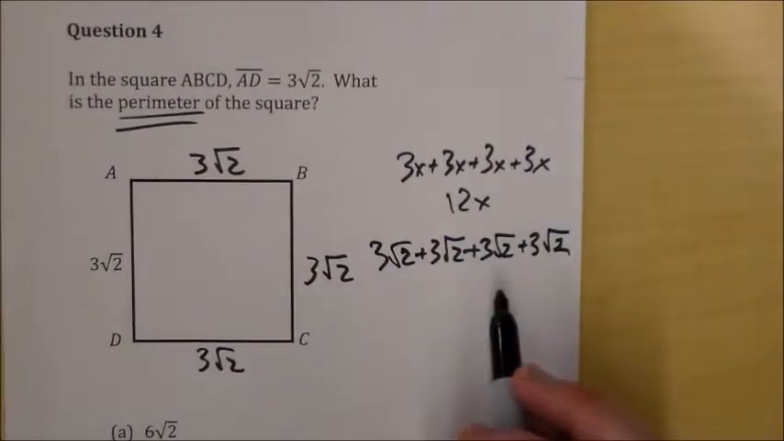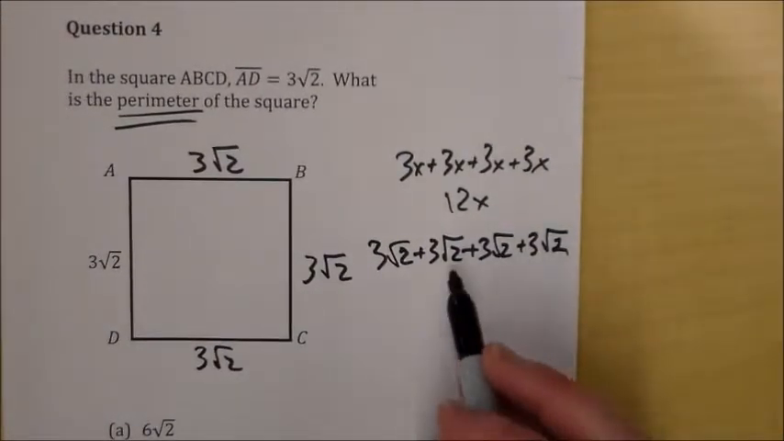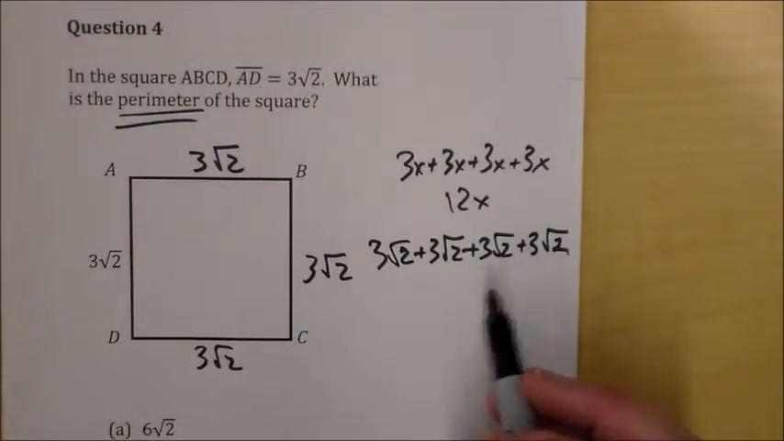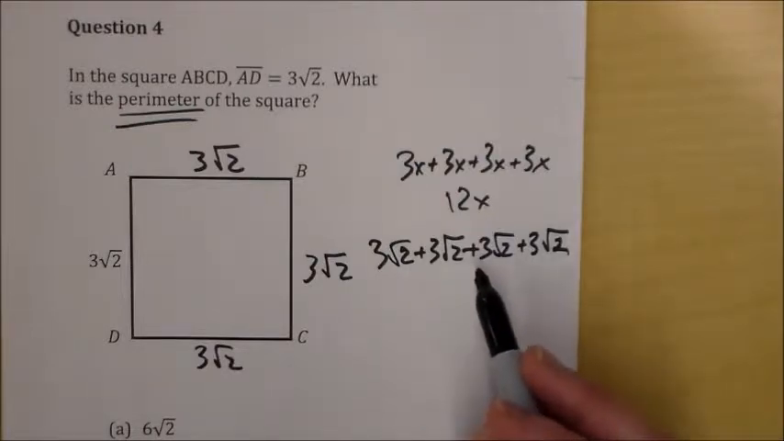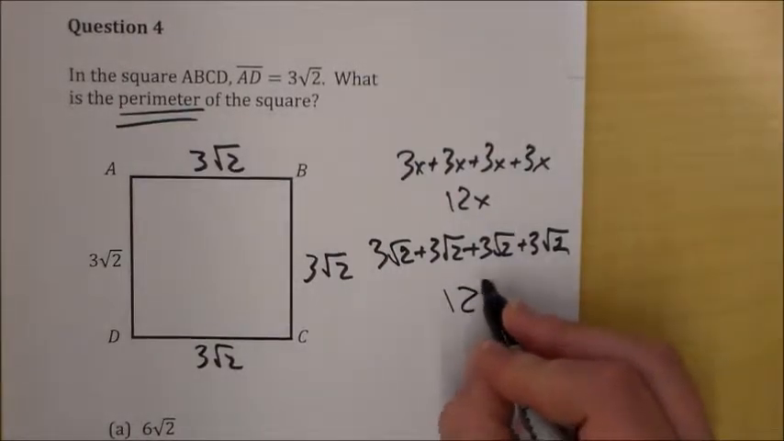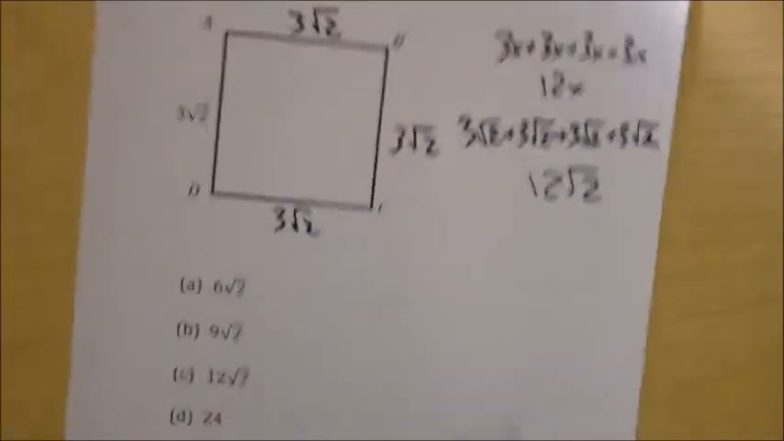You can think of just the square root of 2 as x if you want, or just think of it as the same term, because you know it is the same term. It is not that scary. Square roots are not scary. 3, 6, 9, 12, 12 square root of 2. You add them all up together, you get 12 square root of 2.